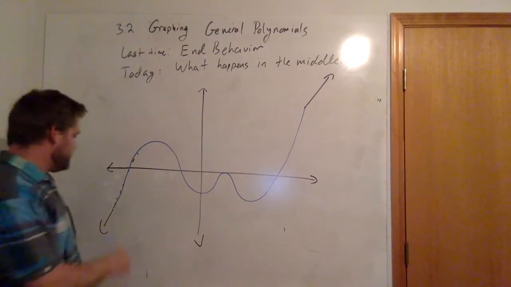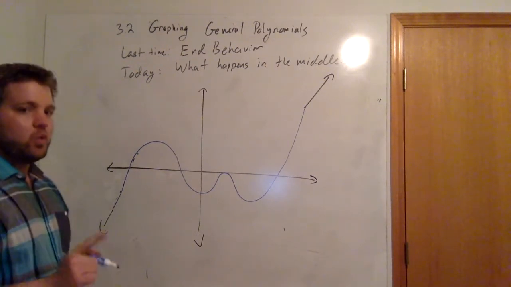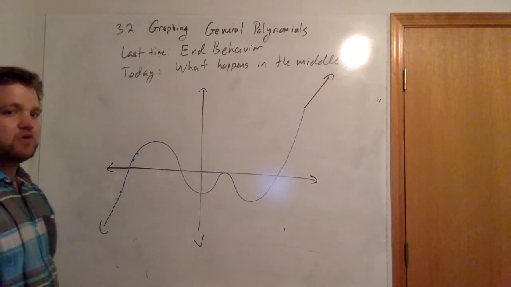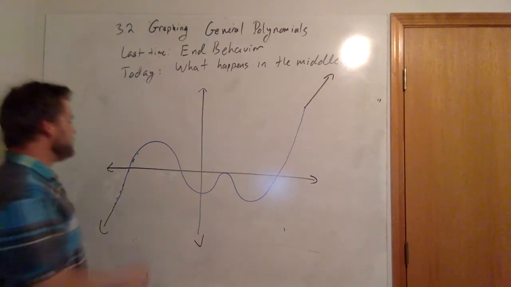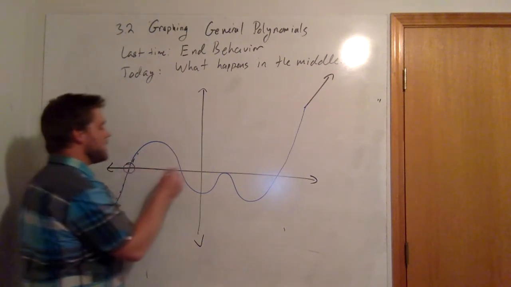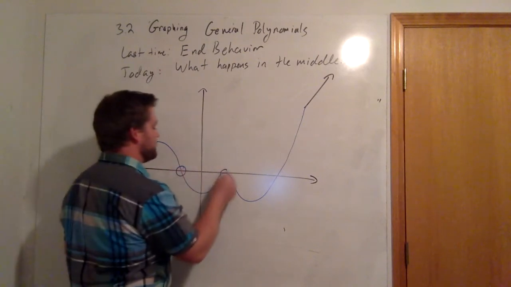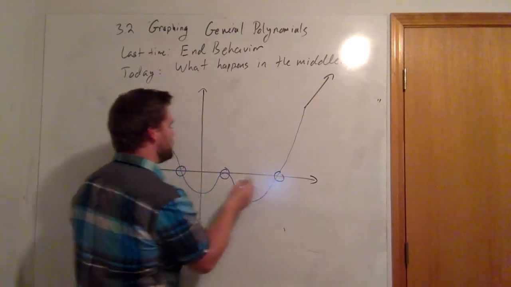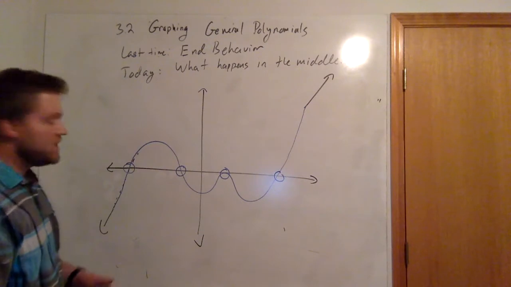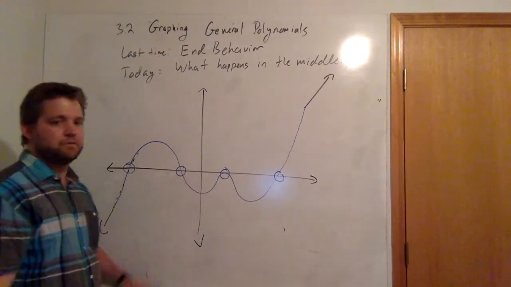So how am I going to figure out what's going on in the middle here? What I'm going to take advantage of, or what I'm going to try to look for to figure out what's going on in the middle, is where the x-intercepts of a graph are. If I can figure out where the x-intercepts are, I can figure out what's going to happen in the middle.